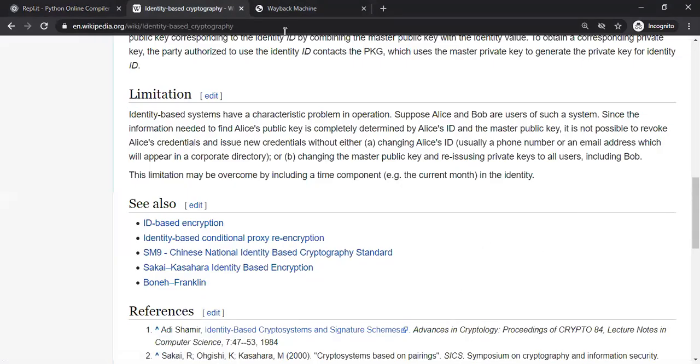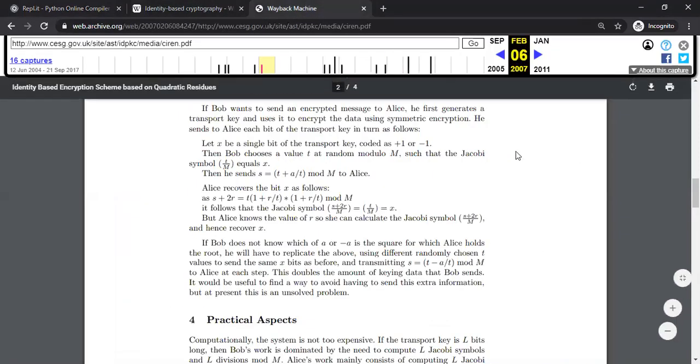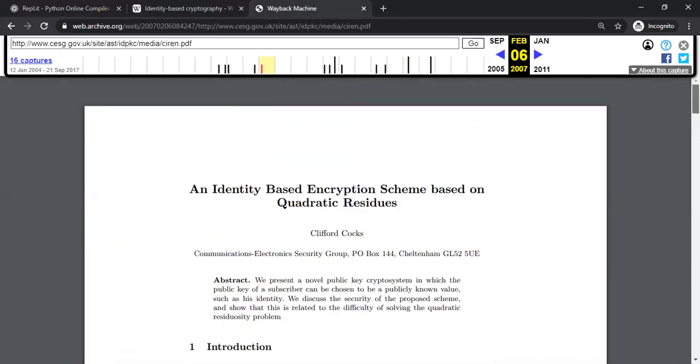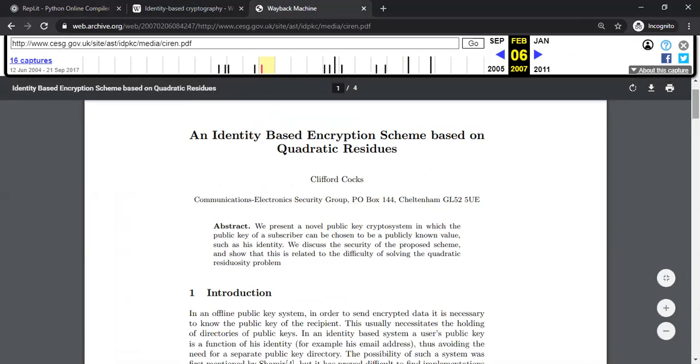The paper is written back in 2001 by Clifford Cocks, who also invented something like RSA equivalent in the UK back in 1970s. All right, that's basically it.